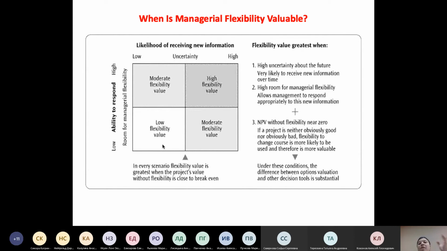Net present value without flexibility near 0. If a project is neither always good nor obviously bad, flexibility to change course is more likely to be used and therefore is more valuable. And under these conditions, the difference between options valuation and other decision tools is substantial or is highlighted, as you can notice.